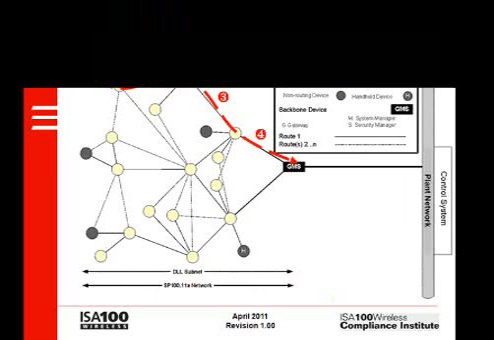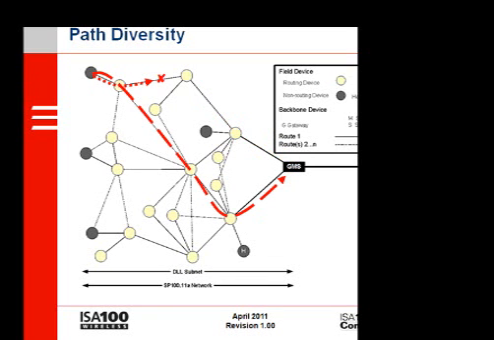Now let's look at some routing examples. We will start with a simple example where data flows from a field device through 4 wireless hops to a wireless gateway. The 4 hops are labeled 1, 2, 3, and 4 in the diagram. As you can see on this slide, if there is a problem with the preferred route, a backup route is immediately used instead.